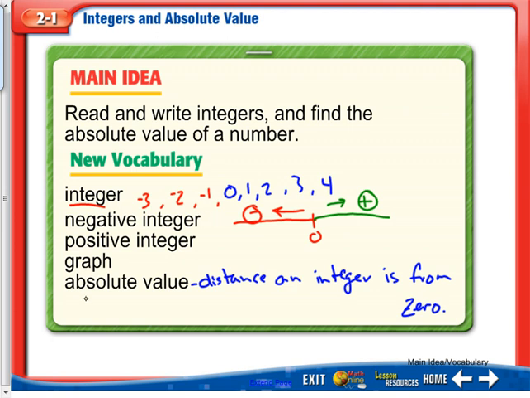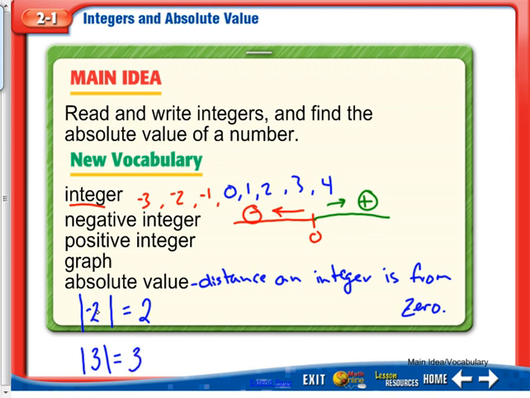Now absolute value has a set of symbols. They're straight up and down lines. Don't confuse these with parentheses. Parentheses are completely different. So if I said the absolute value of -2, what I'm asking is, what is the distance from 0? So if I go to -2, how far is it from 0? 1, 2 units. So the absolute value of -2 is 2. Now, if I were to say the absolute value of +3, how far is 3 from 0? 1, 2, 3. The absolute value of 3 is 3.